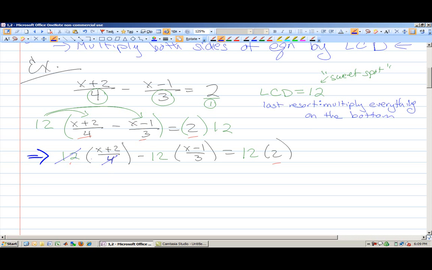Cross out the 12. If we have 12 over 4, what we have left is a 3. So 12 divided by 4 is 3. That's one way to think about it. Another way to think about it is you're just canceling things out. Here we cancel these out. If I cross out my 12 and my 3, who's left on top? We've got a 4. All right.